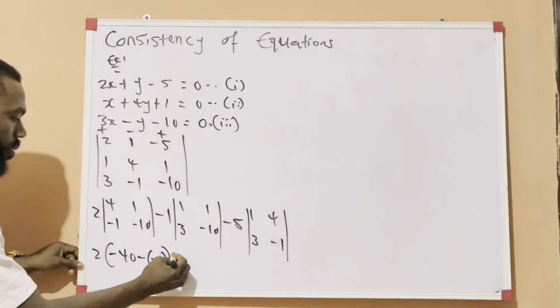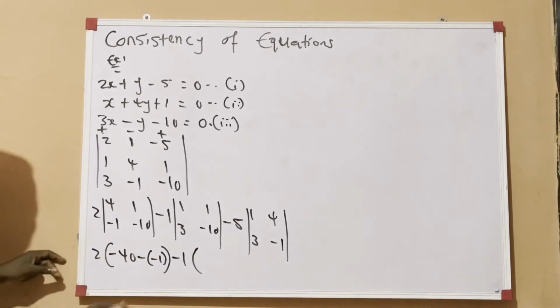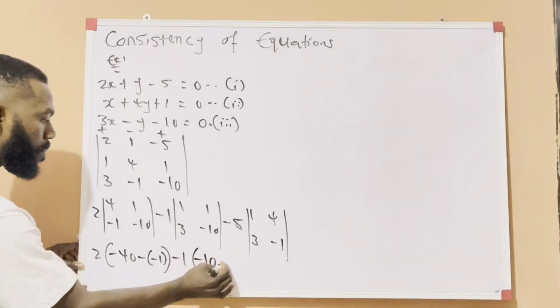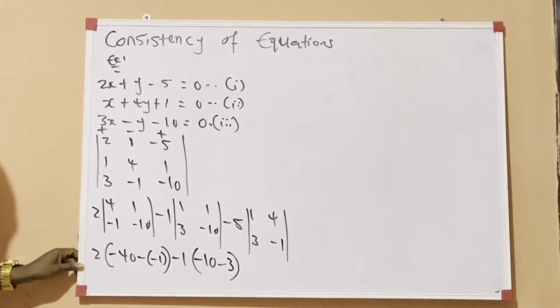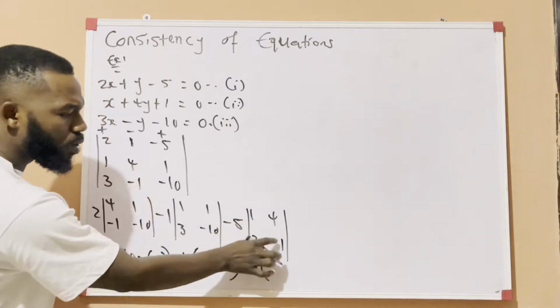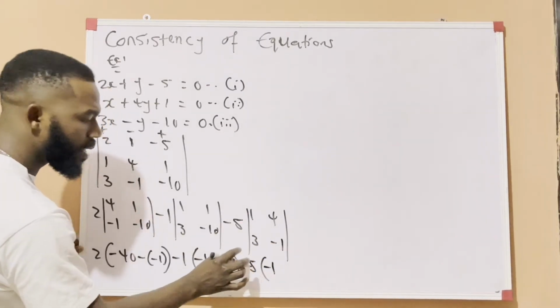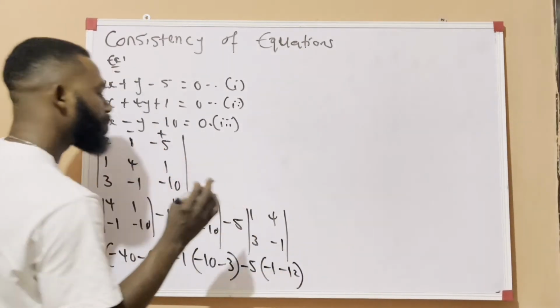We have minus 1 again. Now, 1 times minus 10 gives us minus 10 again. Minus 3 times 1 gives us 3. And we are done with that. And here we have minus 5. Alright. Now, 1 times minus 1 gives us minus 1. Minus 3 times 4 gives us 12.